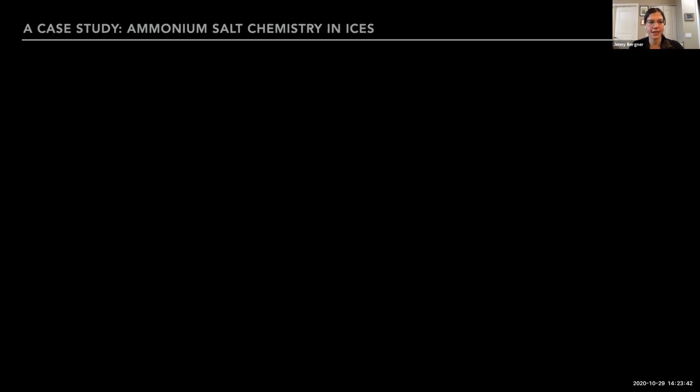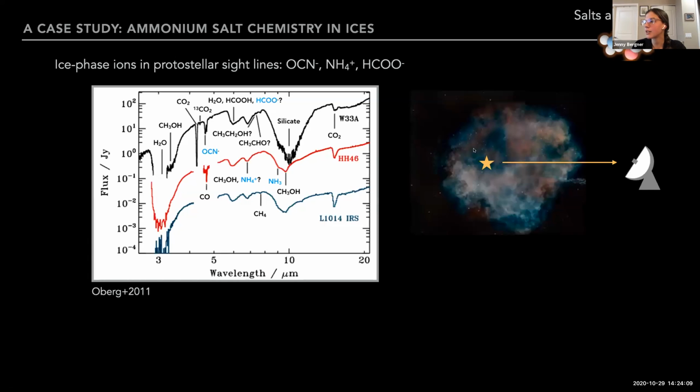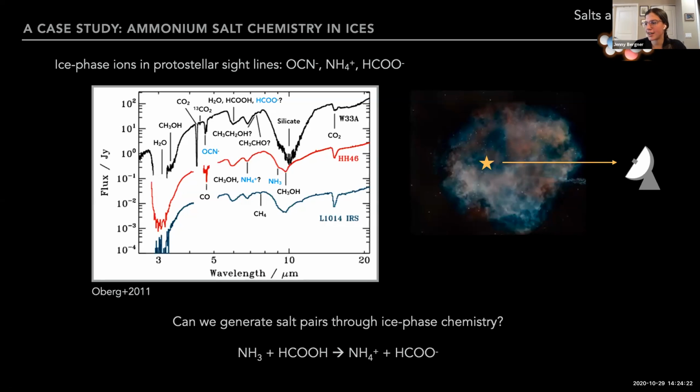So I'm gonna just walk through one example, which is characterizing the formation of ammonium salts in ice. So for astronomers, salts are ion pairs. This work was motivated by the observation that when we look at ice absorption spectra in protostellar lines of sight, we see that ions like formate, OCN-, and ammonium are actually kind of common constituents of interstellar ices. The way this works is we're basically using the star as a backlight to observe the kind of icy material that's absorbing light along the line of sight to our telescope. And it's a little bit surprising that we actually see these ions that are frozen into the ice phase.